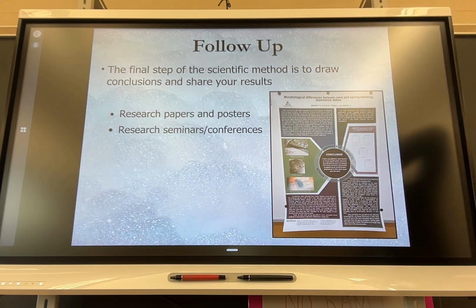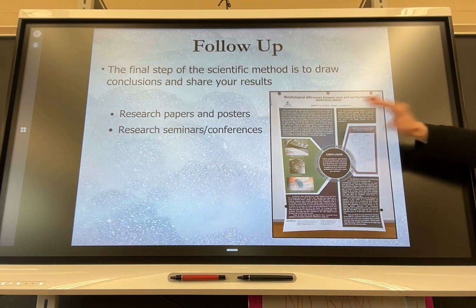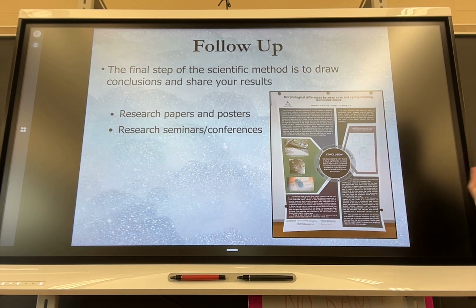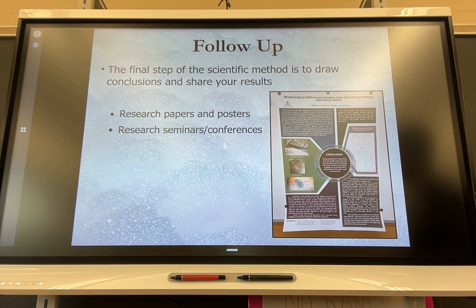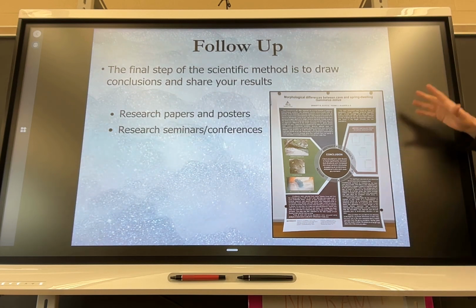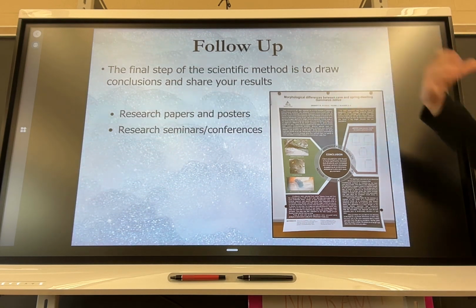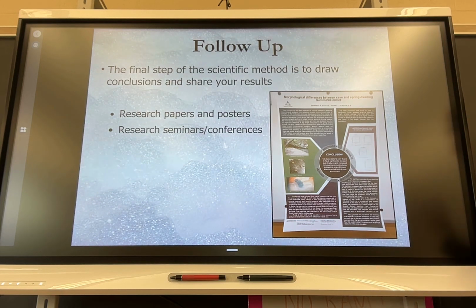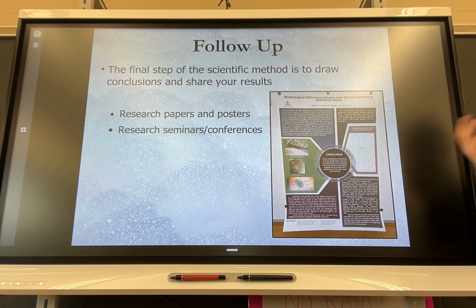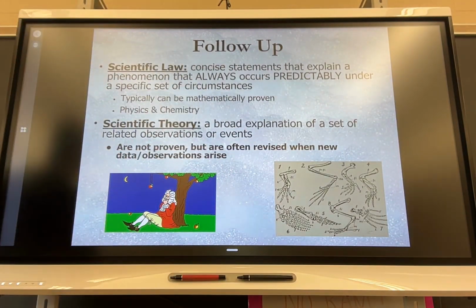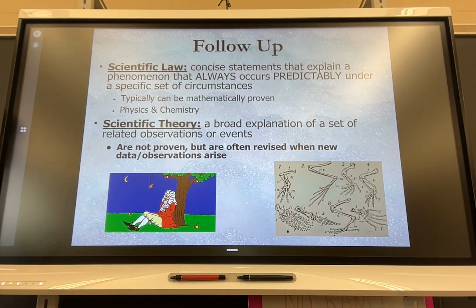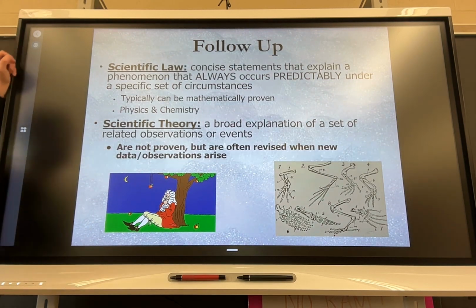You can also attend research seminars and research conferences. For example, this is a poster that I did during my time as a research student in college on the effects of caves and body size. I was comparing aquatic invertebrates and how caves lead to different adaptations in their bodies: longer eyes or longer antennae, smaller eyes, body size, that sort of thing. And if there is enough support, your hypothesis could eventually, through a lot of work and a lot of research, develop into a law or a theory.